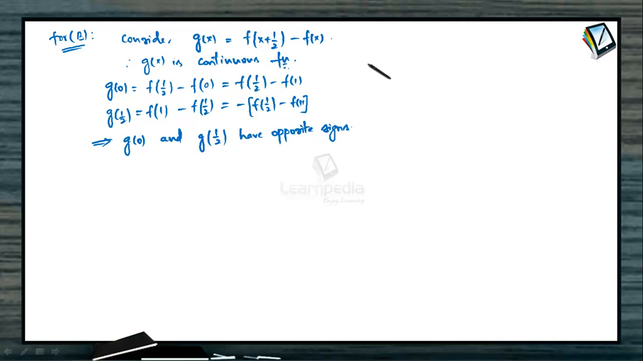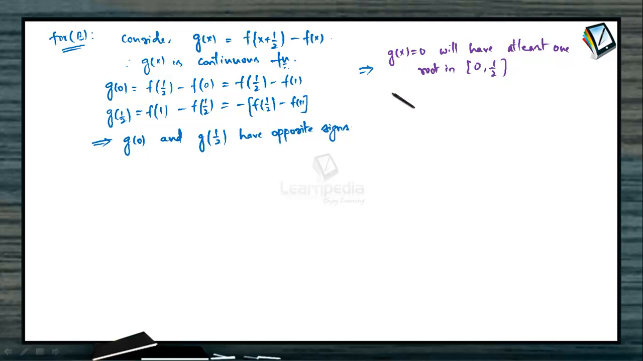So what can we conclude on this? That says g of x equal to 0 will have at least one root in 0 to half, because between 0 and half g is changing its sign. That means it is crossing the x-axis. Where it crosses the x-axis, the functional value becomes 0.